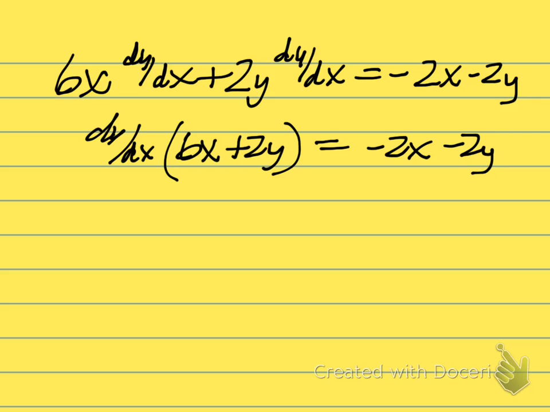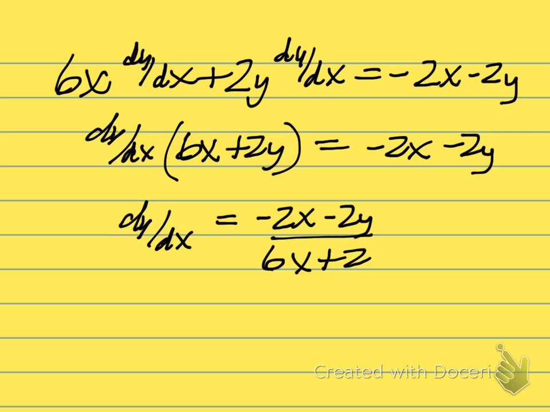Well, kids, we're one step away now. We want to solve for dy/dx. So dy/dx is going to equal negative 2x minus 2y divided by 6x plus 2y. Now we could simplify a little bit from there, like we could factor a negative 2 out of the top and maybe factor a 2 out of the bottom and do some canceling. But I'll leave that part to you.